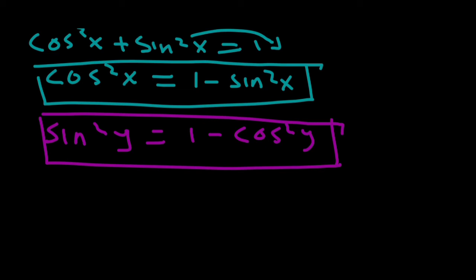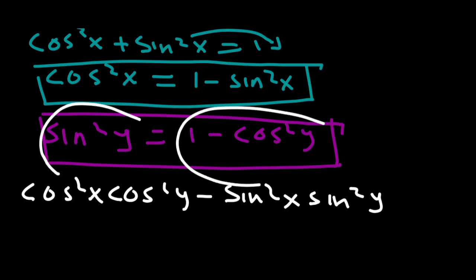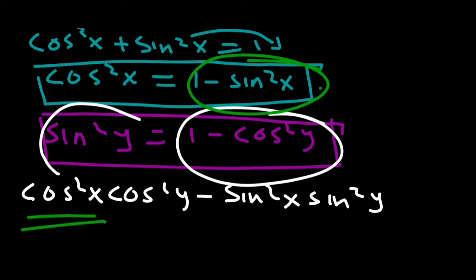So our expression that we had was cos squared x cos squared y minus sine squared x sine squared y. Now where there is sine squared y, we are going to replace with this. And where there is cos squared x, we are going to put this. Okay, so that will go there, and this will go there.